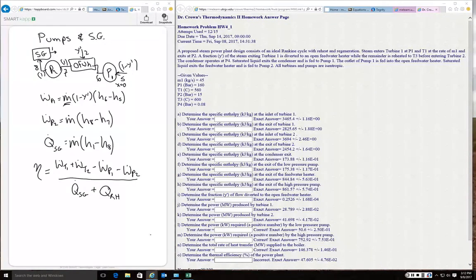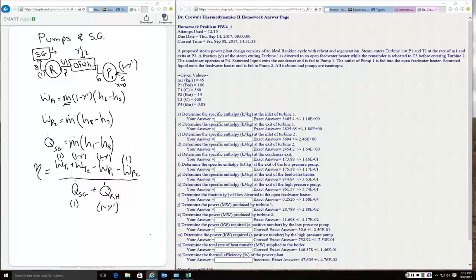And what students often forget is, although every one of these terms then has an m dot times delta H, the terms in the numerator, the percent of flow for the turbine 1 is 100%, but it's 1 minus y prime for turbine 2, 1 minus y prime for the pump, and then 100% for pump 2. For the steam generator, it's 100%, but 1 minus y prime for the reheat.